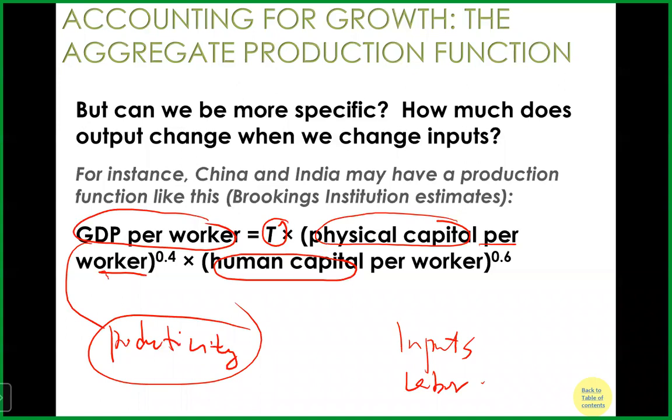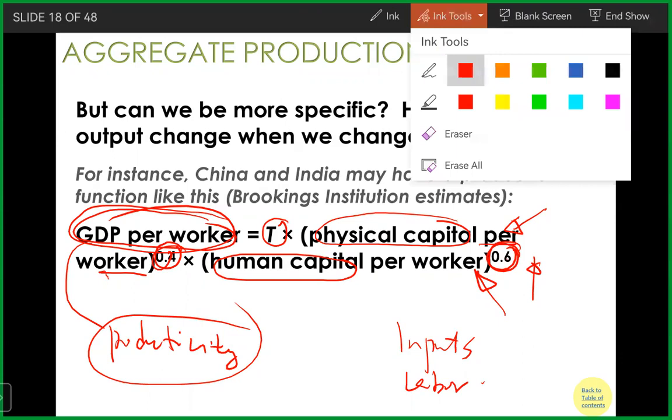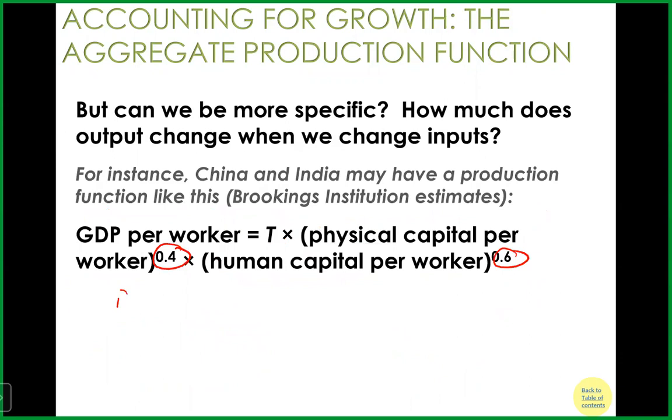And then there are two numbers here, 0.4 and 0.6. Essentially, these two numbers measure the importance of each factor in contributing to this productivity. The larger the number, the bigger the contribution, right? Other things you want to pay attention to: one, the larger number means more important. Two, 0.4 plus 0.6 equals one.